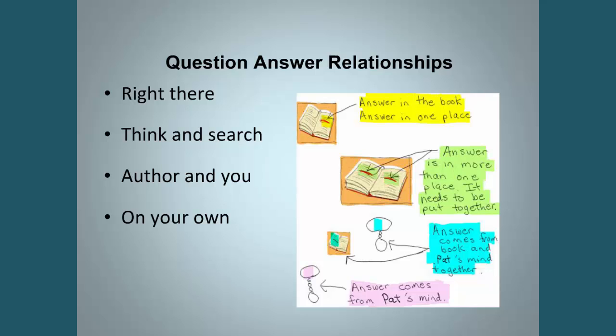And then the author and you is part comes from the book and part comes from the child's mind. And that's very difficult. Children with autism often have trouble generating answers that don't come from somewhere else. And then the last is on your own. And that means the answer comes straight from the child's mind. And so I'll start usually on the last one before I'll do the combination of the author and you, because I want that child to be able to generate their own ideas.